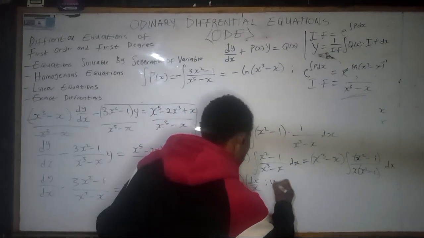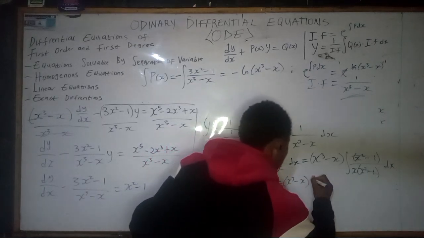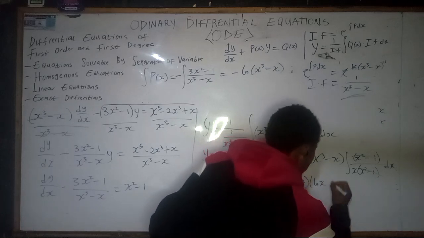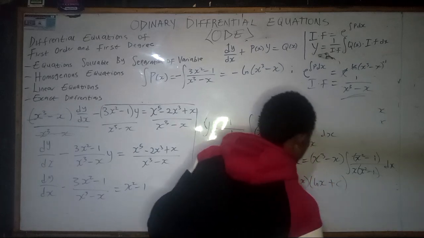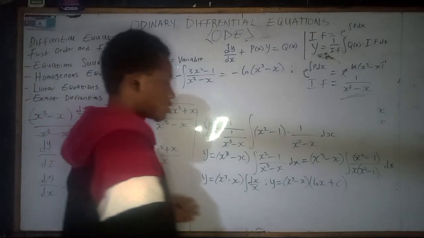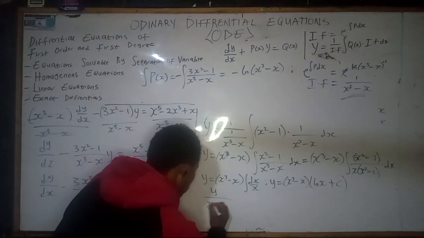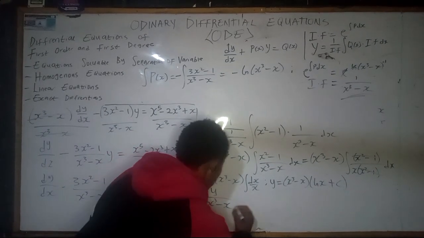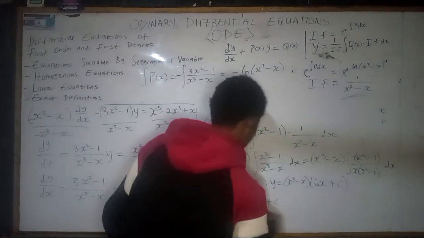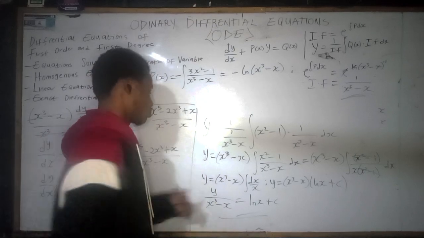So therefore, we have our y is equal to x cubed minus x times ln x plus c. So now this right here is going to be our final answer. We can write it in whatever form that we want. You can write it as y over x cubed minus x is equal to ln x plus c. That way. So this is our final answer for the linear equation that we just solved.